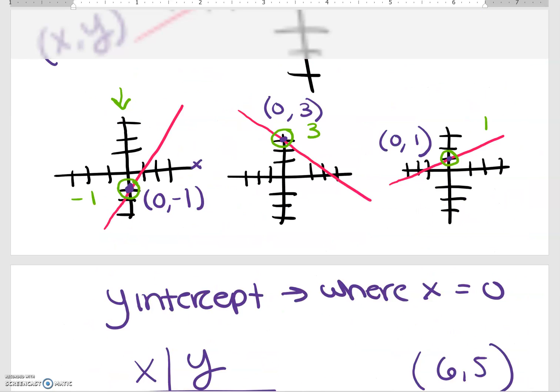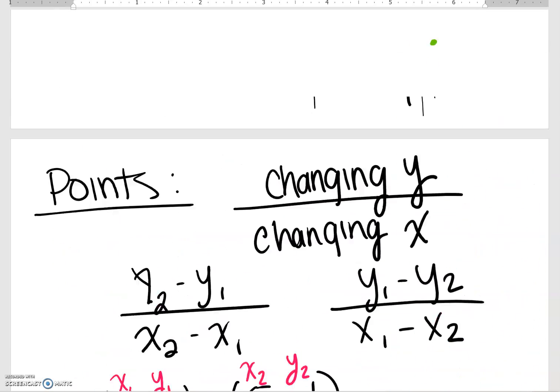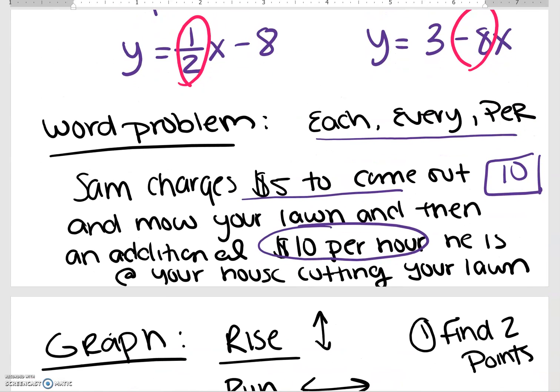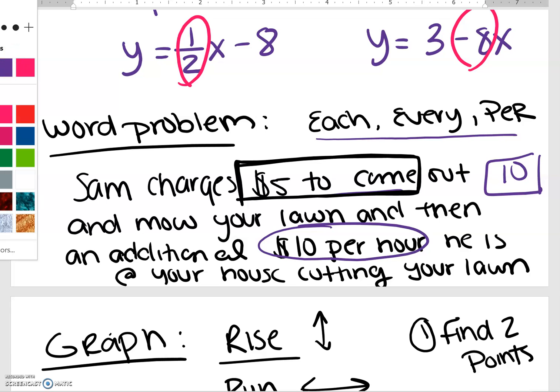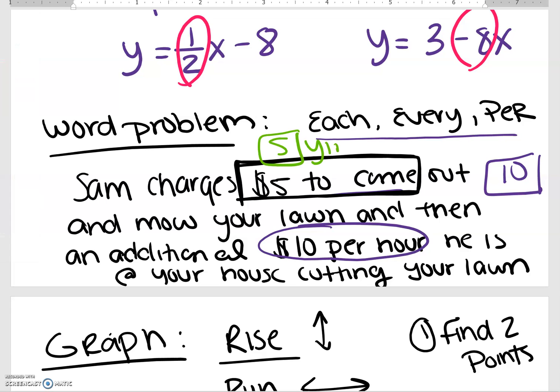Okay, so if we go to this example right here, Sam charges $5 to come out and to mow your lawn, and then an additional $10 per hour for every hour he's at your house cutting your lawn. Well, what happened first? What happens once? Well, this charging $5 to come out, that only happens once. Once he's at your house, he pays the $5, he doesn't pay it again. So 5 here is your y-intercept. Okay? Because that's what happened once. And then the $10 would be my slope because it has that per.